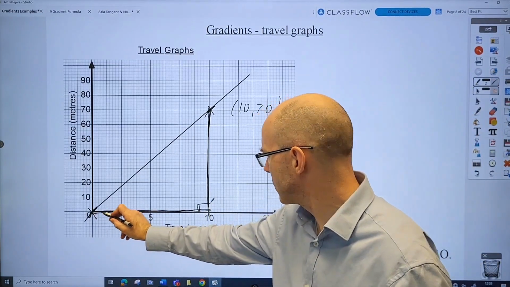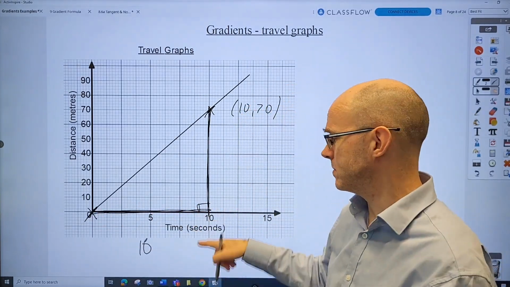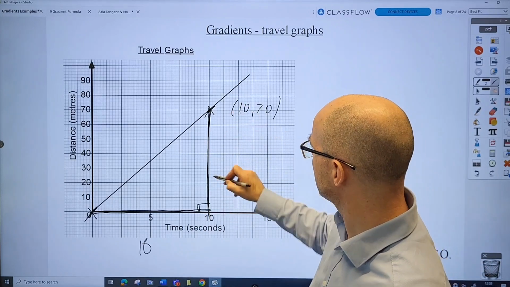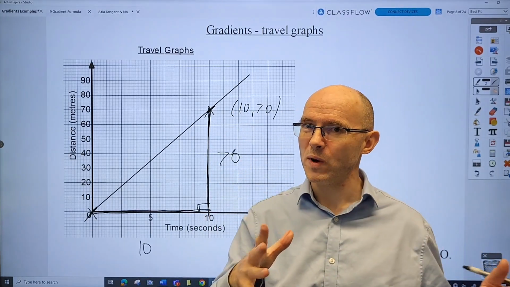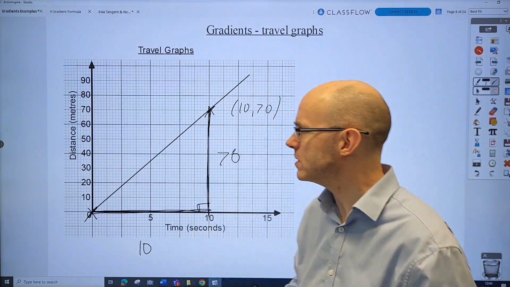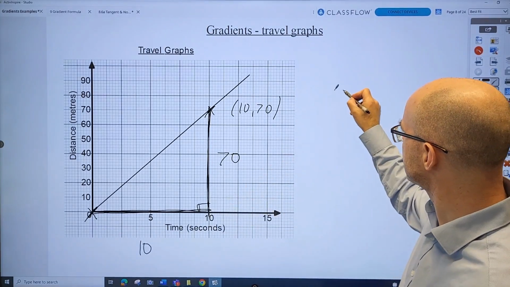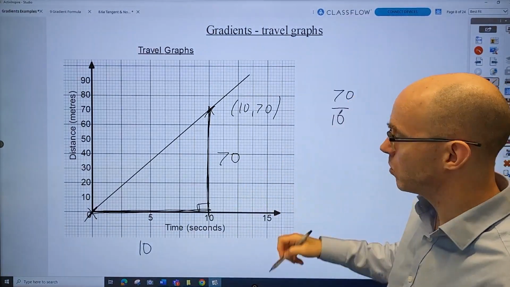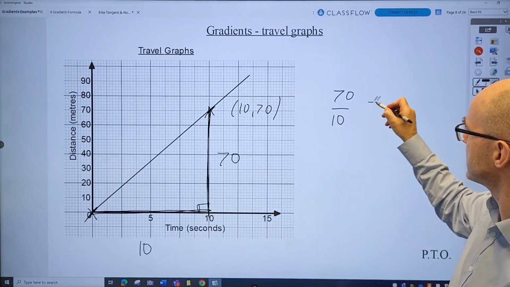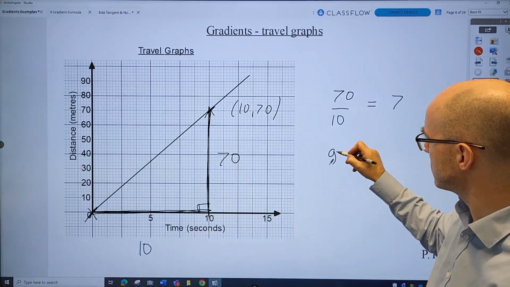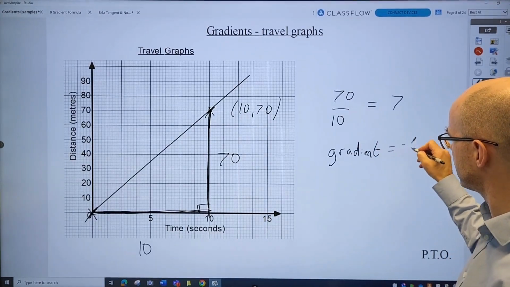So how far are you moving horizontally? 10 units. Forget about the units for the moment. Seconds, I know. And then vertically it's 70. Now, I'm not saying about the scaling, sometimes it's not always 1 square is 1 unit, so you've got to look at the actual scale that's being involved. And 70 divided by 10, we always do the vertical over the horizontal. Okay, 70 divided by 10 is 7. Yes, so the gradient of that straight line is going to be 7.